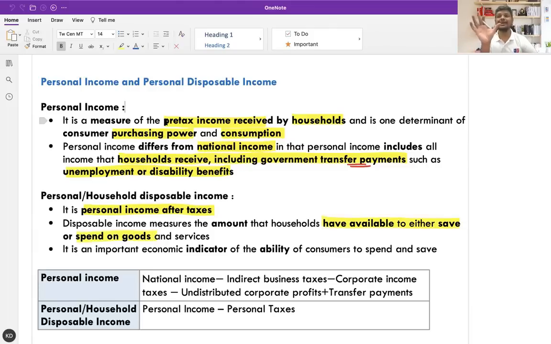So now this is the income left after paying everyone. This is what you can spend on goods and services, or you can save for the future. It is an economic indicator of the ability of consumers to spend and save. So if I want to increase the consumers' ability to spend more, what should I do? Should I increase the taxes or reduce the taxes?